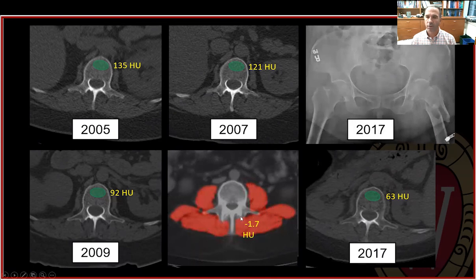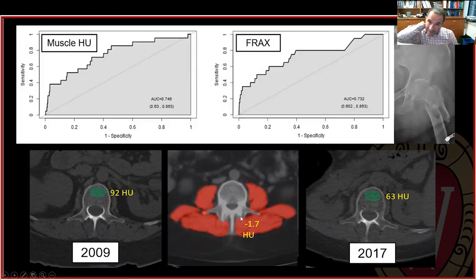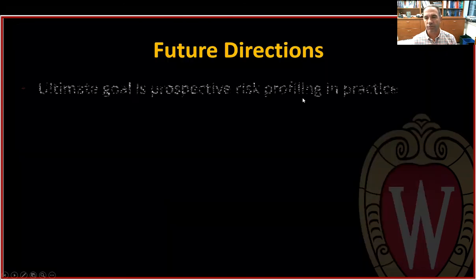So also interestingly, the muscle attenuation turns out to actually be very predictive of hip fractures, actually outperformed the FRAX. Although there's no statistically significant difference, the area under the curve was greater than the FRAX score.